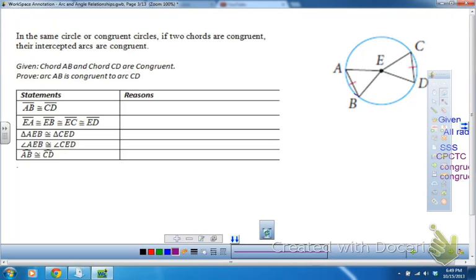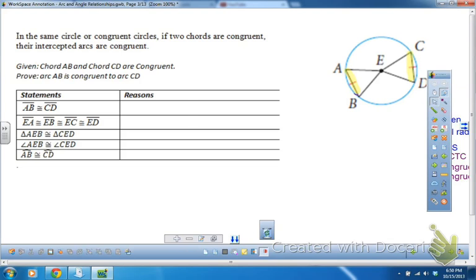In this example, whether you have the same circle or two congruent circles, if the chords are congruent in congruent circles or the same circle, then their intercepted arcs would be congruent. So we're going to prove that statement. You're given chord AB and chord CD are congruent. We're going to prove that arc AB is congruent to arc CD.